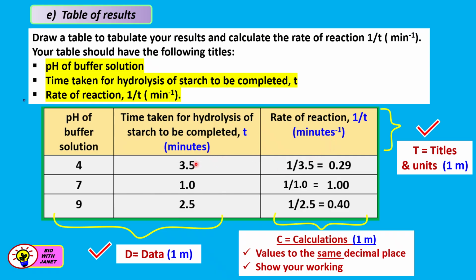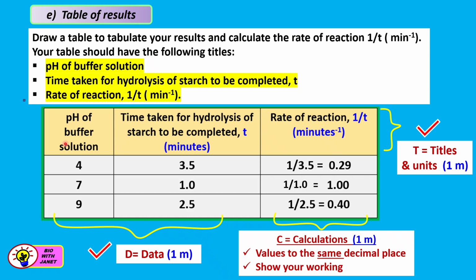For the time taken, you can record it down here. And for rate of reaction, you need to calculate. For example, for pH 4 is 1 per 3.5. Show your working, it's best to show your working. And then look at the final results. The values here must be consistent to the same decimal place. In this case, we use 2 decimal places so that we can see the difference more clearly between the different rates of reaction. So all values must be to 2 decimal places.